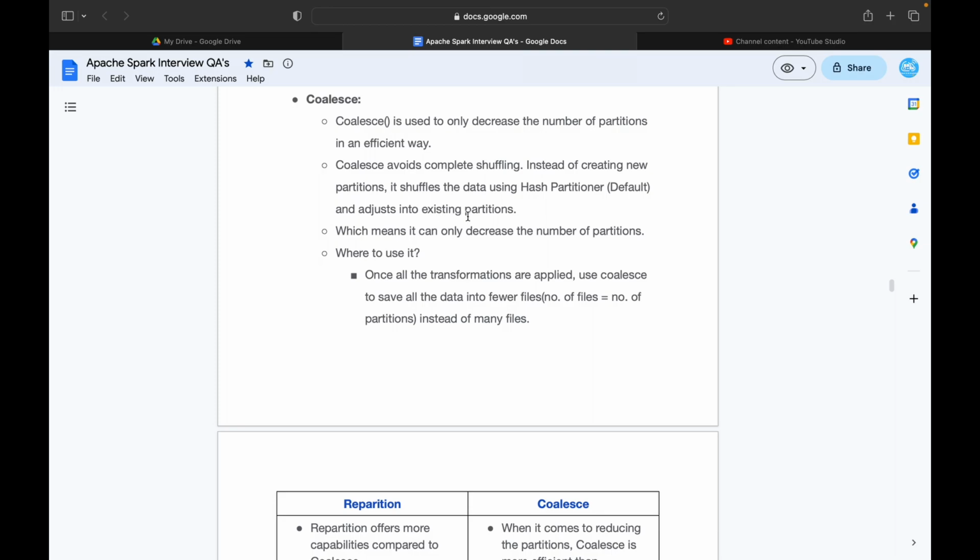So when there is already a partition done and we are using coalesce, it will not increase the partitions. What it will actually do is decrease the partitions. So when to use coalesce? Once all the transformations are applied on the existing data set or RDD or data frame, once the transformations are completely applied, then we can use coalesce to save all the data in fewer files.